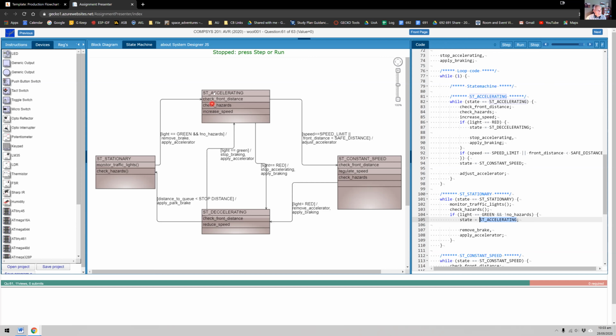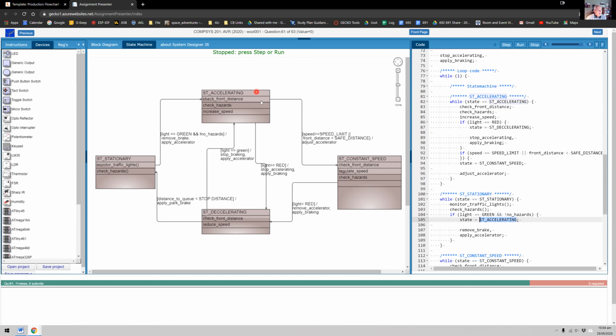And of course, in this state, what's going to happen is it's going to check the front distance to make sure you're not getting too close to anyone. You're going to check your hazards. You're going to increase your speed. Well, actually, you might also do a bit of monitoring of your speed as well as increasing it. So maybe increase speed, and because checking front distance might require you to actually do something.